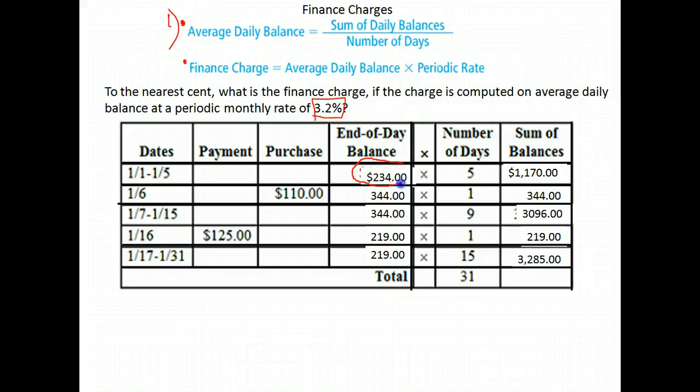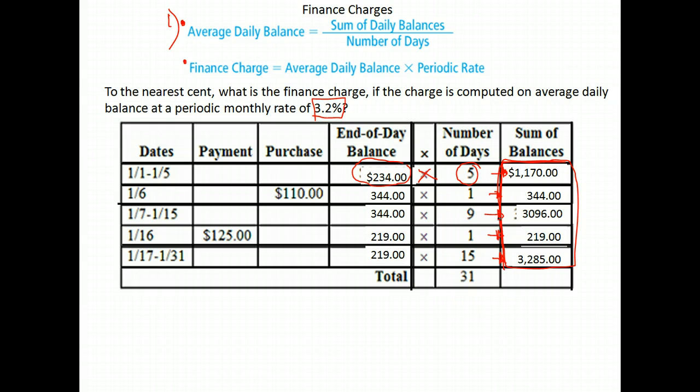So here's the balance for the day, and this is how many days it stayed at that balance. So they went ahead and multiplied across for us and totaled those 5 days. And then here's the total for the next day. Here's the total for these 9 days, the total for this 1 day, and the total for these 15 days. They've totaled those. Our job to find the sum of the daily balances is to add all of these together to find the grand total.